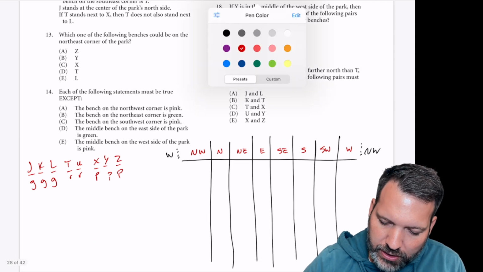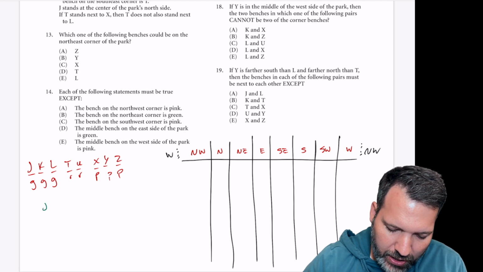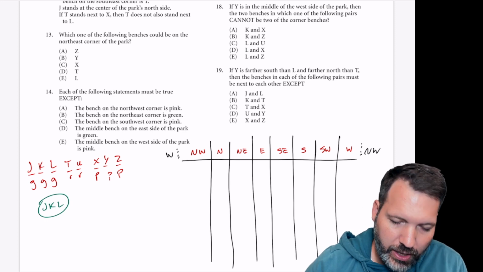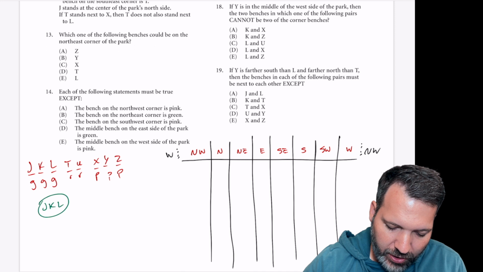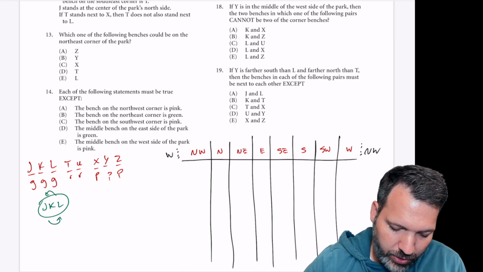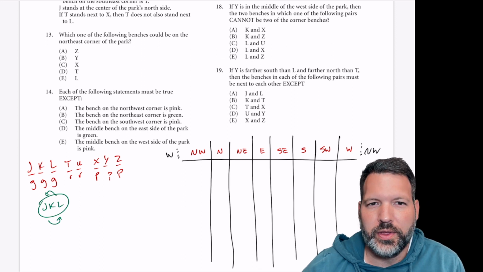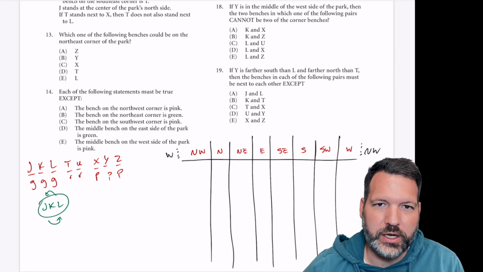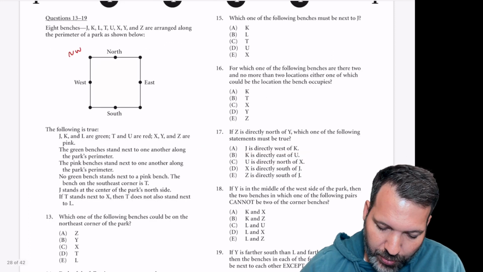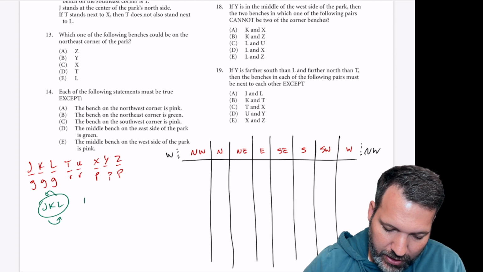Okay, so interesting. We know that J, K, and L have to be in some kind of grouping with each other, but their arrangement could be pretty much any way we want. I'm going to symbolize that with some circular arrows. I just don't want to think to myself that means it has to be J, K, L or L, K, J. This could really be any arrangement of those 3 elements. The pink benches stand next to one another along the park's perimeter. So again, T and U in some arrangement.